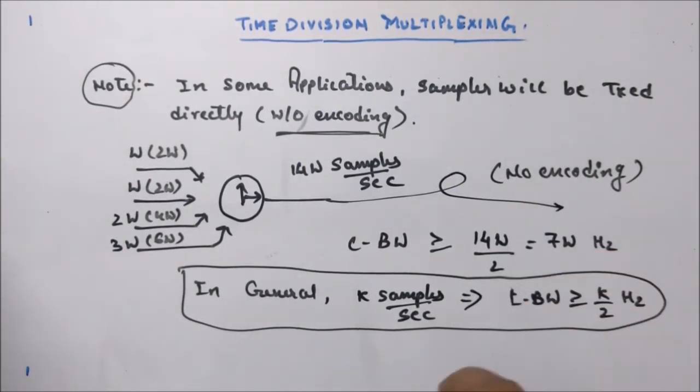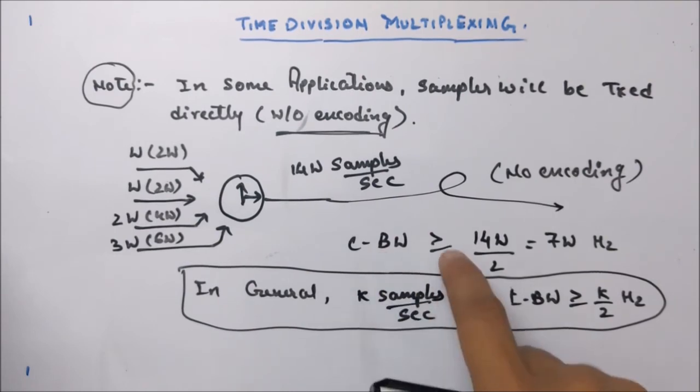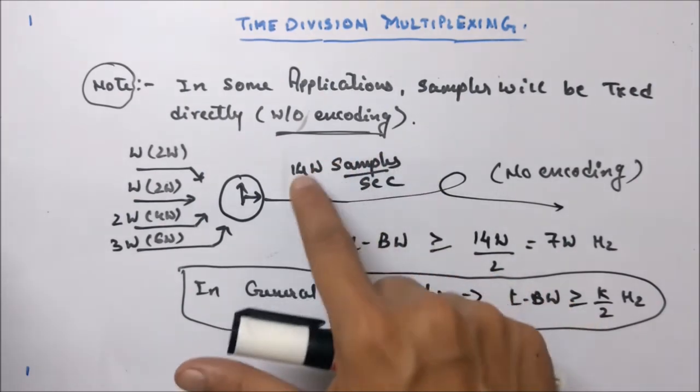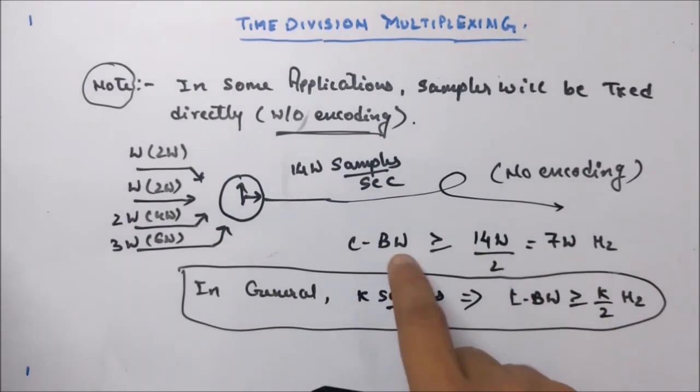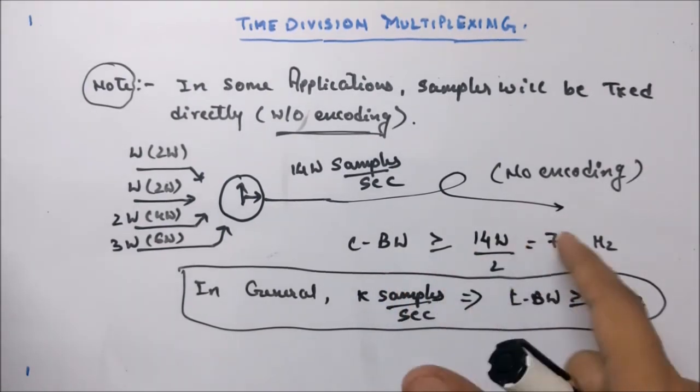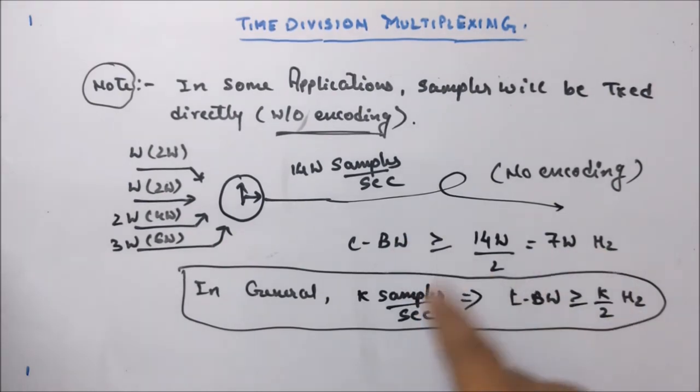In that case, your channel bandwidth will be greater than or equal to whatever samples per second you are sending, divided by 2. So 7W hertz will be the minimum channel bandwidth required, or you can have greater than 7W. So in general, if you have k samples per second, you will require a channel bandwidth greater than or equal to k by 2 hertz. So the minimum channel bandwidth will be k by 2 hertz. This is the point I wanted to mention.